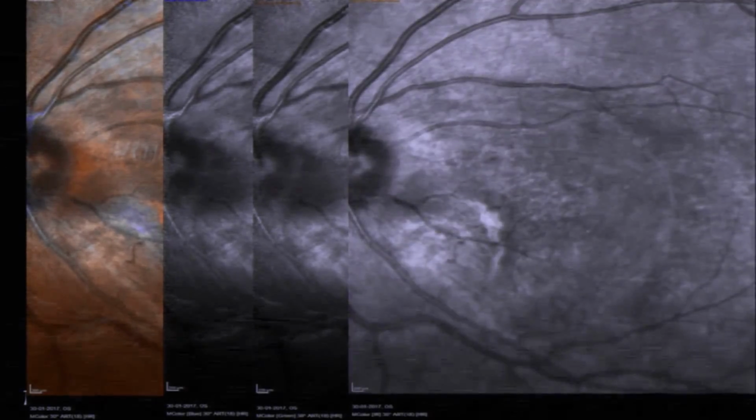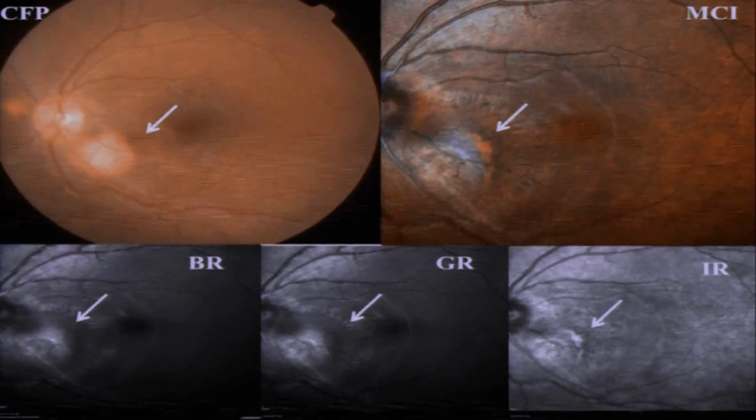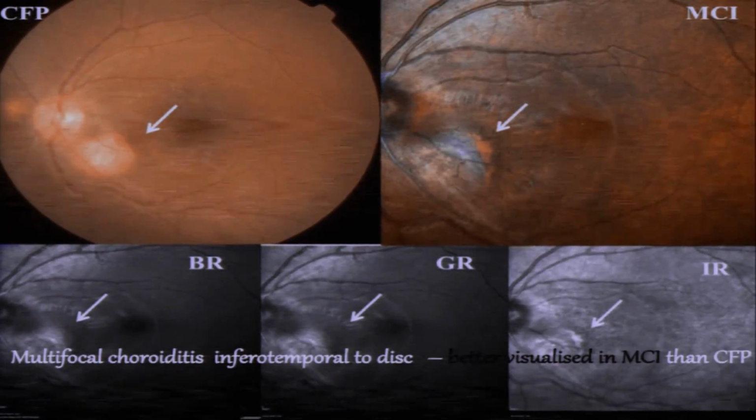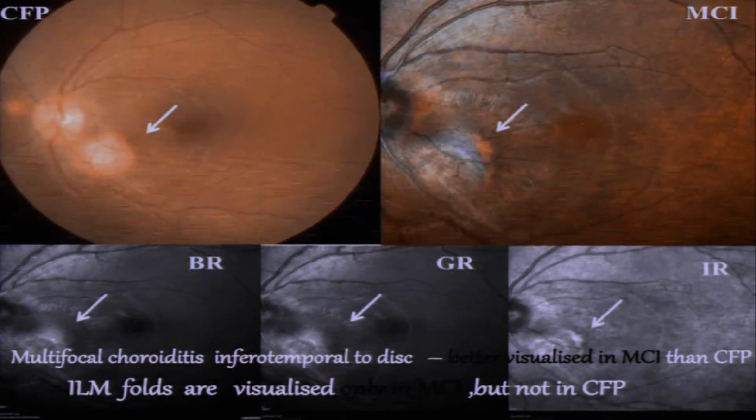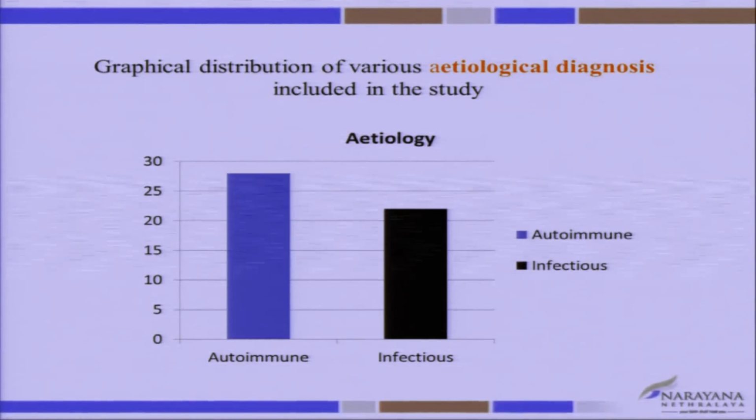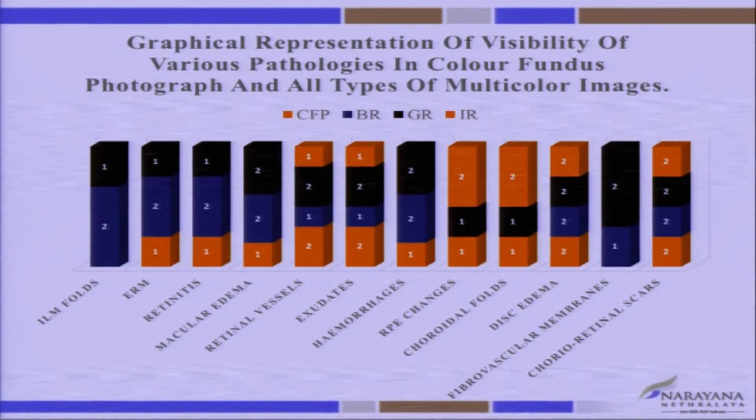These are the various reflectance images in the multicolor. The multifocal choroiditis lesions are better visualized in multicolor imaging when compared to color fundus photography. The ILM folds are visible only in multicolor imaging but not in the color fundus photo. We studied cases of both autoimmune and infectious etiology. This is a graphical representation of visibility of various pathologies seen in the color fundus photo and multicolor images. Pathologies like ILM folds, epiretinal membrane, and retinitis were better visualized in the blue reflectance images, and hemorrhages, exudations, and retinal vascular pathologies are better visualized in the green reflectance images. RPE changes and choroidal folds are best appreciated in the infrared reflectance images.